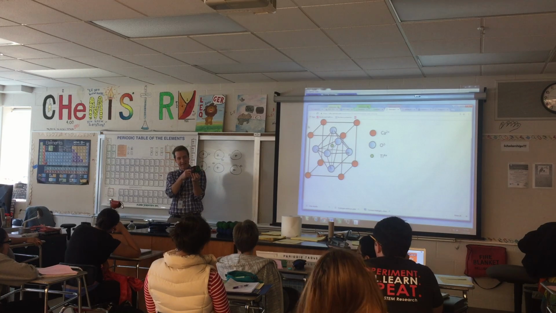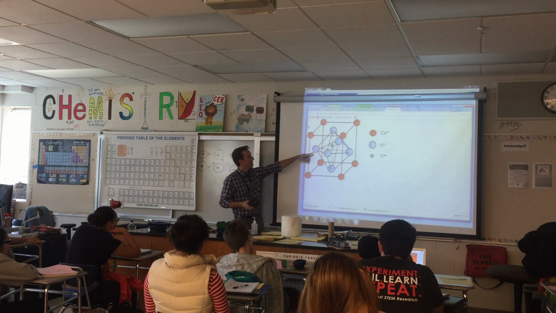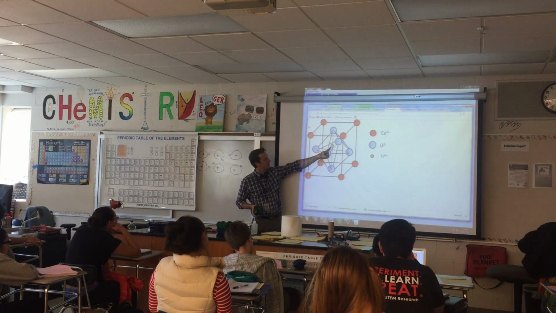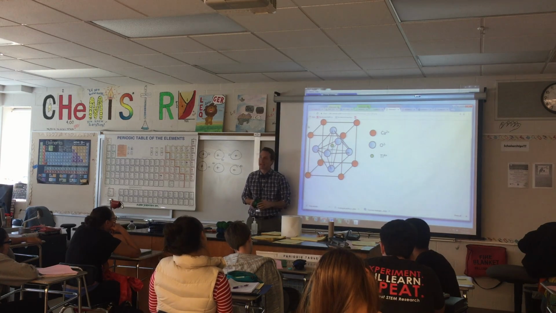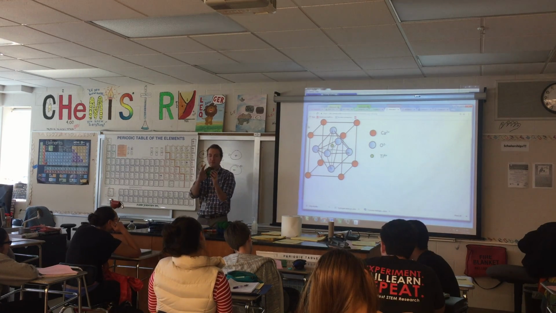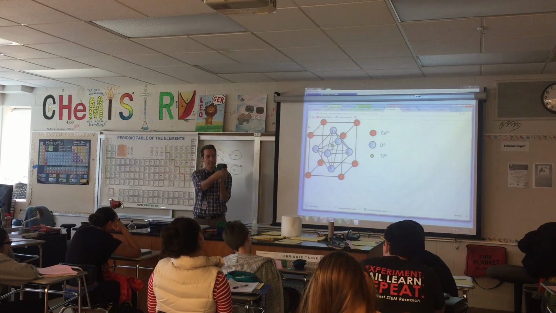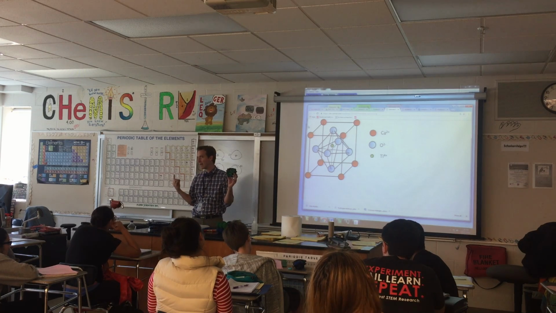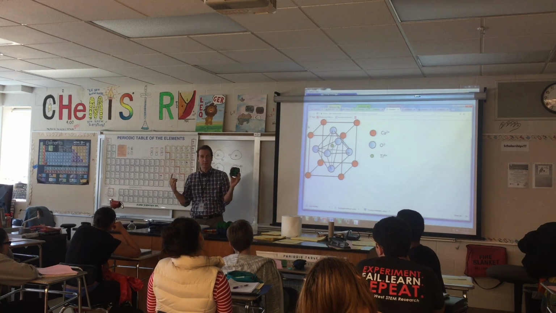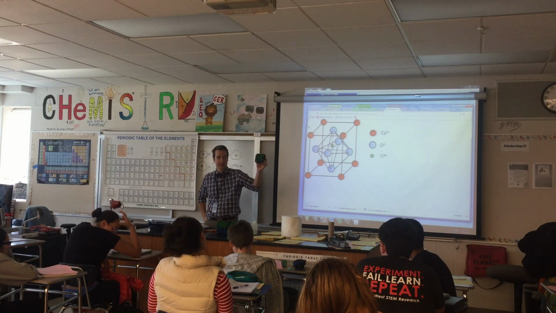Now, this one does not have any atoms on the inside like this one does here. This atom is completely inside of this crystal lattice. But what you can do is count up how many atoms are in here. 8 corners times 1/8 is 1 atom. 6 faces times half an atom is 3. 3 plus 1, there's 4 atoms in this unit cell.